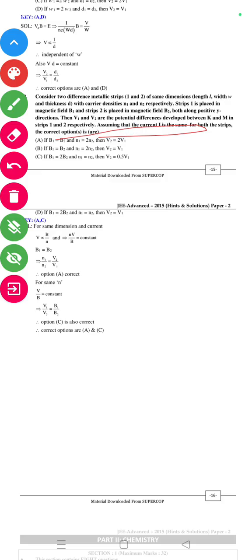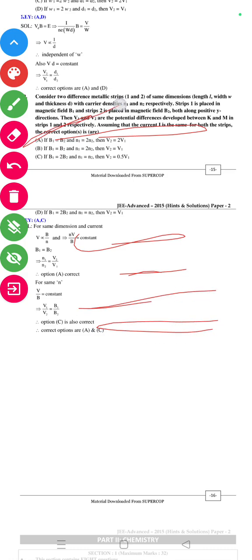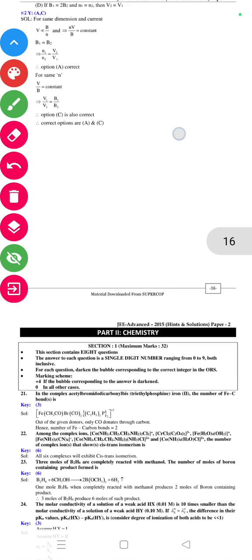So for the same width and current, V is directly proportional to B by n, and nV/B is equal to a constant. So if V1 is equal to V2, then N1/N2 is equal to B2/B1, so option A will be correct. For the same current and V/B equal to a constant, option C will also be correct. If B1 is equal to B2 and N1 is equal to N2, then V2 is equal to V1. If B1 is equal to B2 and N1 is equal to N2, then V2 is equal to 0.5 V1. So A and C will be the answer.